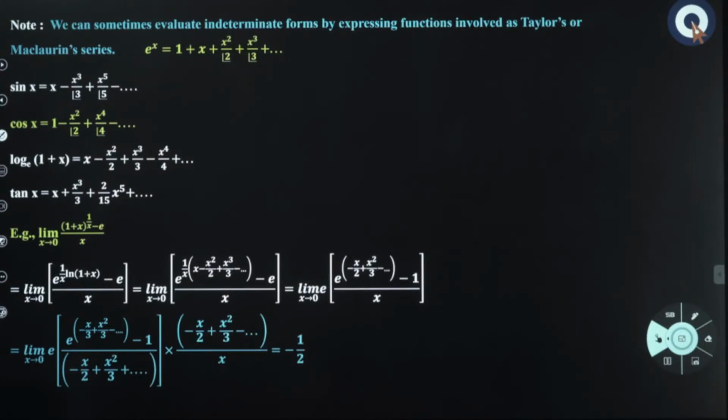Log of 1 plus x is equal to x minus x square by 2 plus x cube by 3 minus x power 4 by 4 and so on. Similarly, tan x is a little tricky. You can just remember the first three terms: x plus x cube by 3 plus 2 by 15 x power 5 and so on.